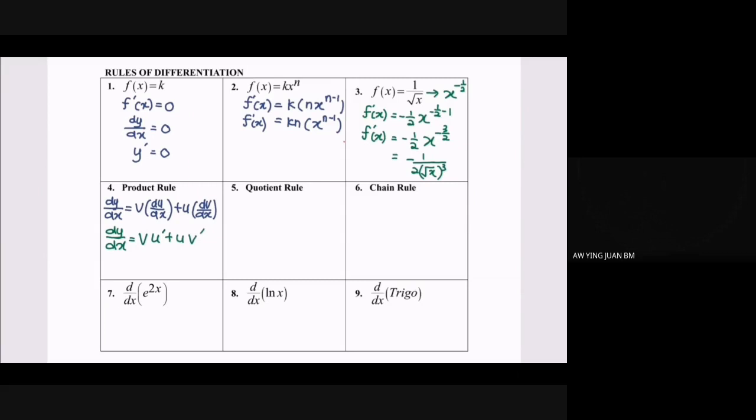Number 5, we have quotient rule. So quotient rule, we will have dy dx equals to v u prime minus u v prime over v squared. Next, we will have number 6, which is a chain rule. dy dx is equals to dy du multiply with du dx.